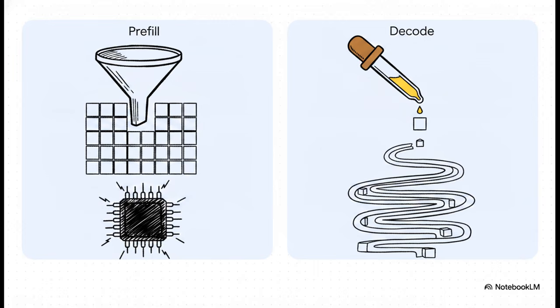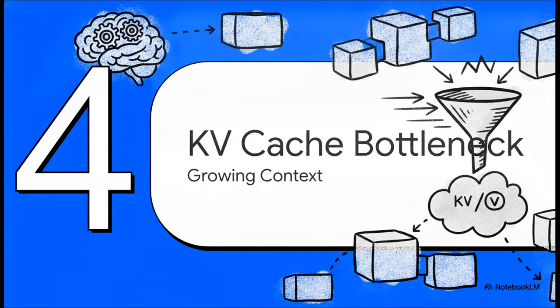But the second phase? That's decode. This is when the model generates its response, and it happens strictly 1 token at a time. It is highly sequential, and more importantly, it is completely memory-bound. Let's dig deeper into that with section 4, the KV cache bottleneck, growing context.